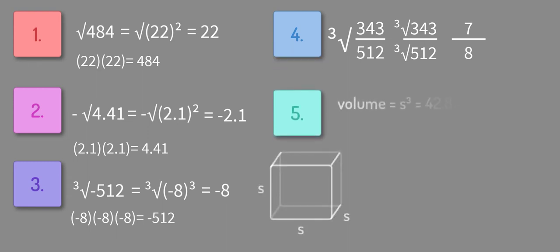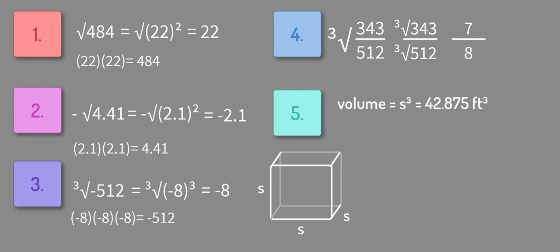Number 5, we have another volume problem. We're given that the volume of a cube is 42.875 cubic feet. And what we're asked to find is the length of each side. So we don't have to find the perimeter this time, like in the example, but we do want to find the length of each side. So we have s cubed. The length of each side is s. So length times width times height is s cubed. And we have that equals the 42.875 cubic feet.